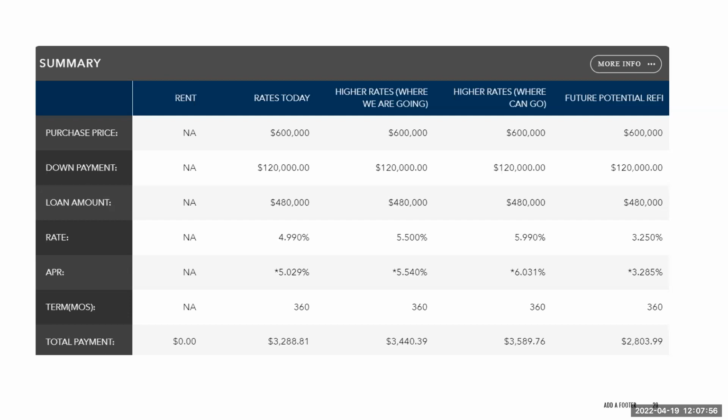But I show them what the affordability is. So now their 3288 payment is 3440. So I show them that, hey, this is going to be the amount of affordability it's going to cost as you're looking for a home. But what if they go even higher? What does that look like?